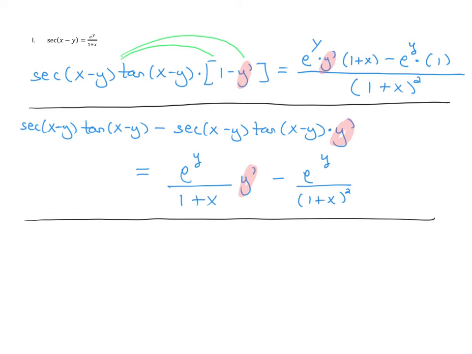Okay, so for the next part of this work, I'll leave this alone. I'm going to subtract this to the left. I'm going to subtract this to the right. I'm going to swap them. Let's see what we get. I get negative secant x minus y tangent of x minus y times y prime minus e to the y over 1 plus x times y prime.